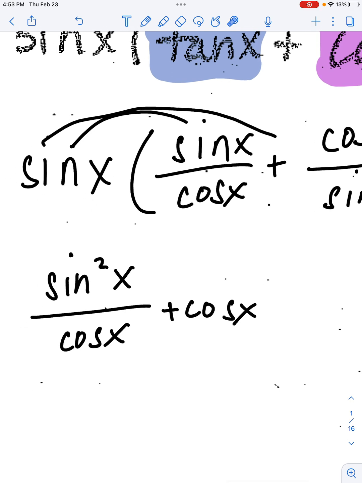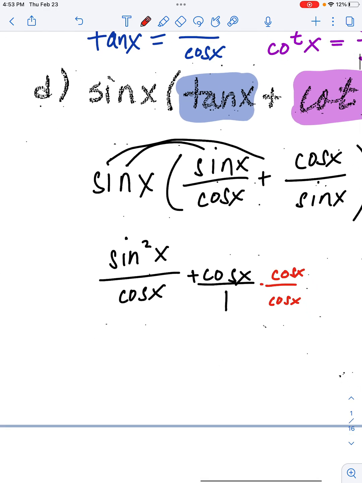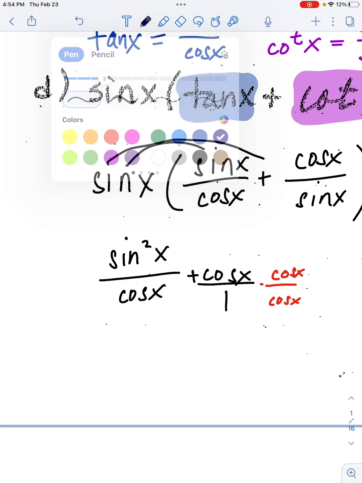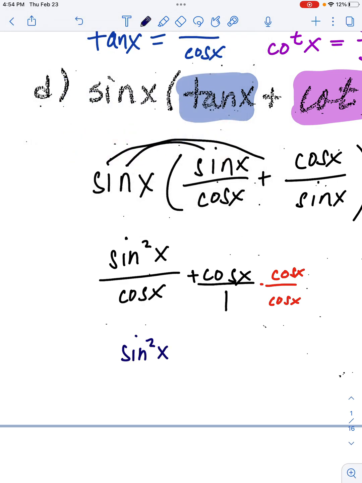Okay, so now let's combine these into one fraction. This is a fraction right here. It has a denominator of cosine x. This is also technically a fraction here on the right with a denominator of 1. So to get the denominators to be the same, I'm going to multiply this fraction on the right by cosine x over cosine x. And that's going to give me sine squared x over cosine x plus cosine squared x over cosine x.